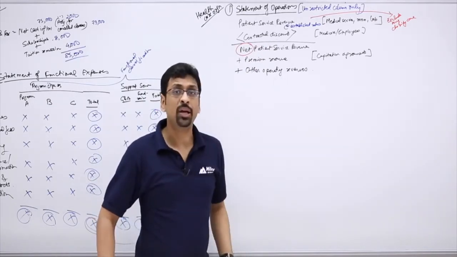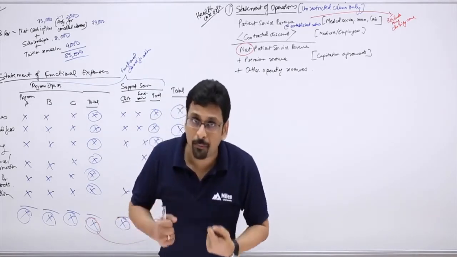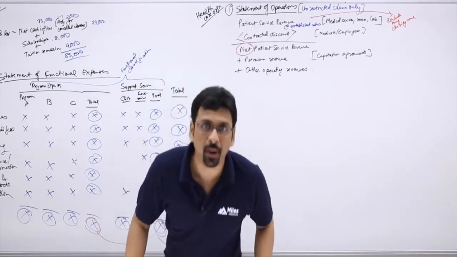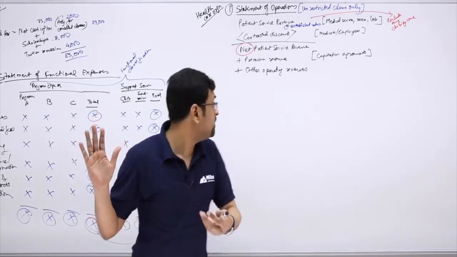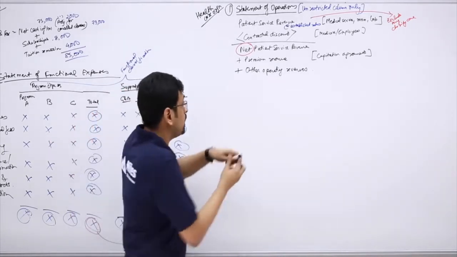Now, when I went to meet my aunt, I was driving down. So I parked my car in the hospital parking lot, and they gave me a parking slip. Guys, this is other operating revenue for the hospital: parking.